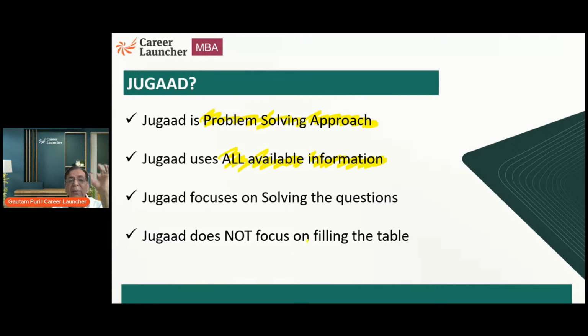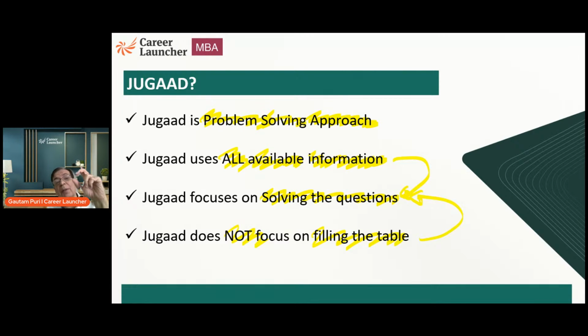So Jugaad tells you their job is to solve the questions. Your job is not to focus on filling up the table. You fill up the table to solve questions. So you make a table or do the working based on what the questions are asking you. So it is important that you use all available information and use it to solve the question.